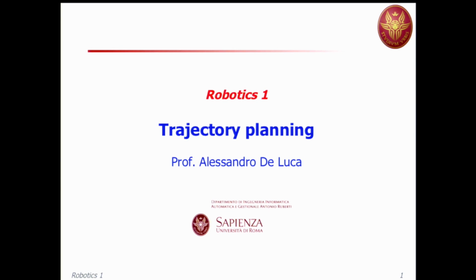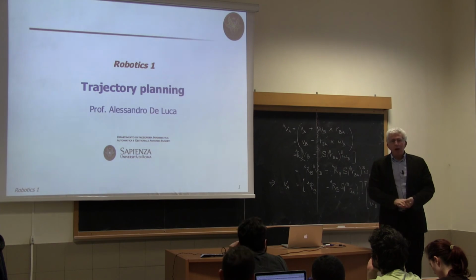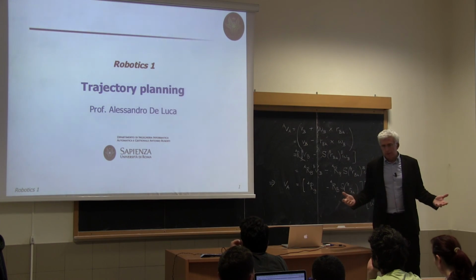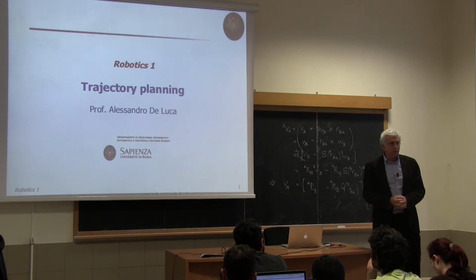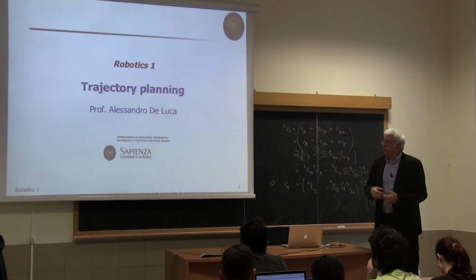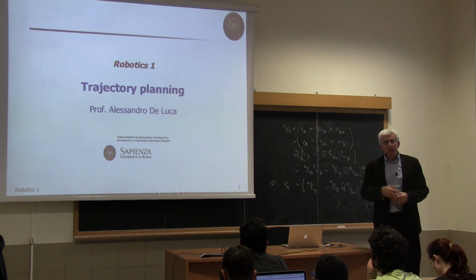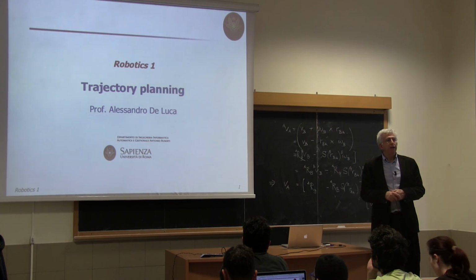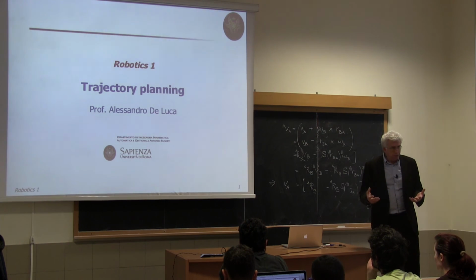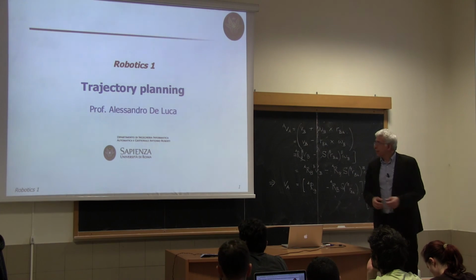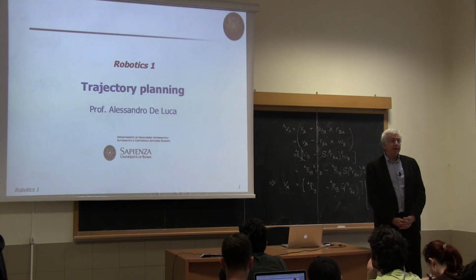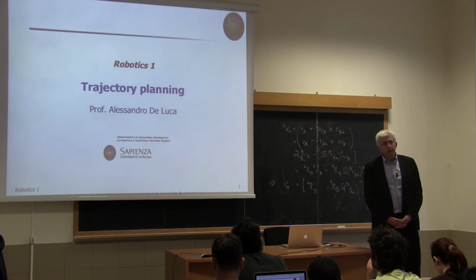Okay, next topic is trajectory planning. So we're getting very close to the end. We need to discuss now how to generate motion for our robot. And this goes under the terms of trajectories because this motion is composed by geometric components and by timing components. And we will see that we can plan this motion in the joint space or in the Cartesian space.